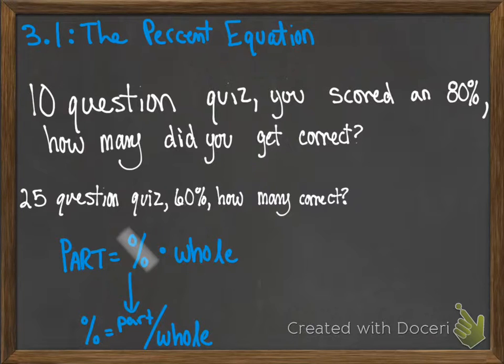All right, so let's apply this equation to these two scenarios. I'll do the first one. Part, so I want to know how many I got correct. That's the part of the whole. I know how many questions are on the quiz. I know my percentage. I want to know my part.